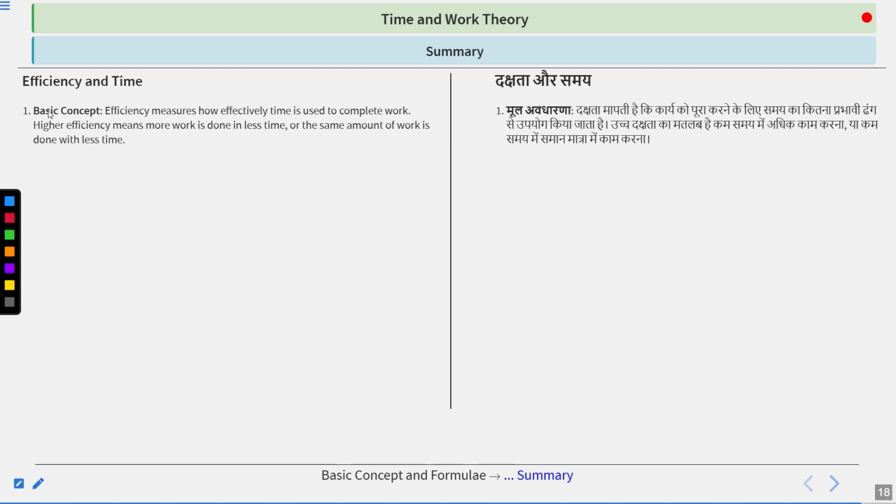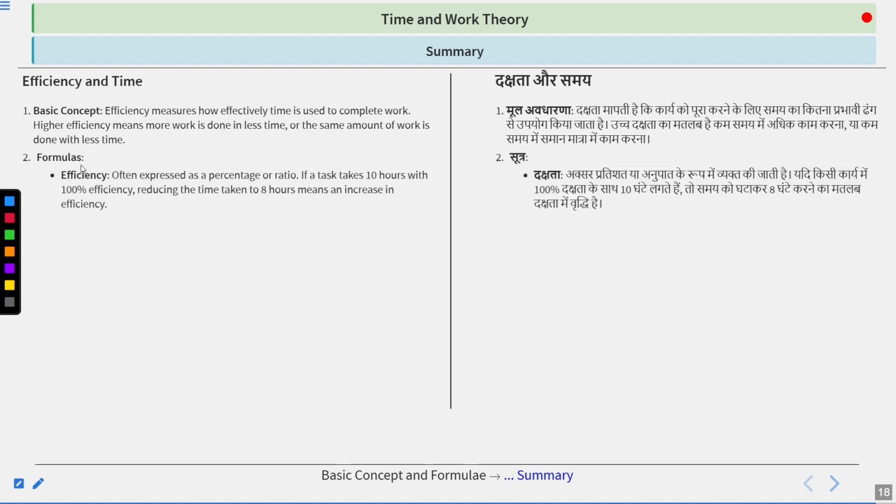Efficiency and time. Basic concept: efficiency measures how efficiently time is used to complete work. Higher efficiency means more work is done in less time, or the same amount of work is done in less time. Formula: efficiency is often expressed as a percentage or ratio. If a task takes 10 hours with 100% efficiency, reducing the time taken to 8 hours means an increase in efficiency. So efficiency ratio: efficiency is work done upon time taken.